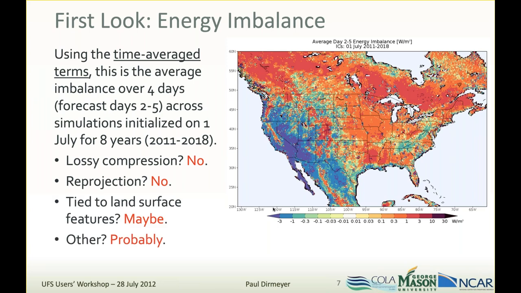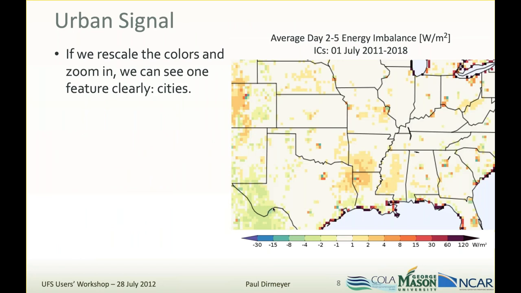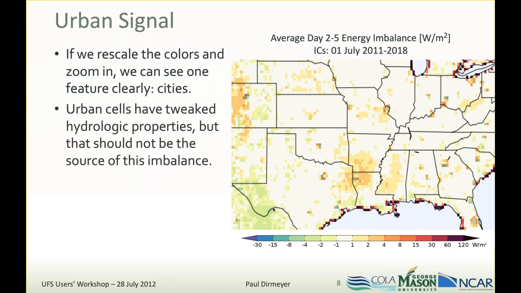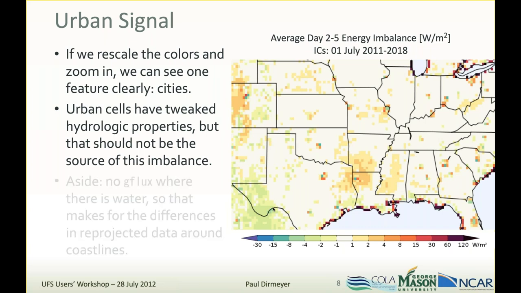Is it tied to land surface features? Maybe. These colors kind of outline deserts and forests and things like that. Are there other things going on? Probably. If we rescale the colors and zoom in, one thing that pops out immediately is that we see cities. There are urban cells or urban land cover type in NOAH, and their hydrologic properties have been tweaked to make them act more city-like. But that shouldn't be a source of imbalance. That's just going to change the surface fluxes around a little bit. But that's a place where we're seeing a lot of signal here.